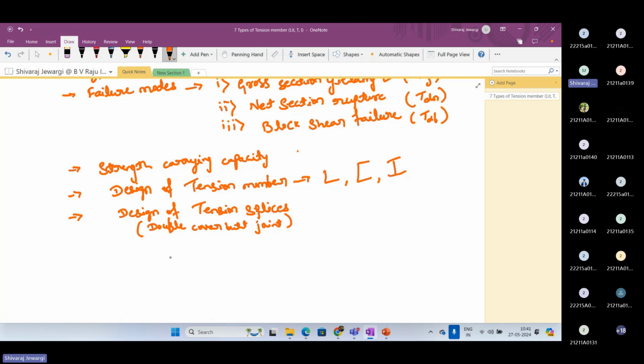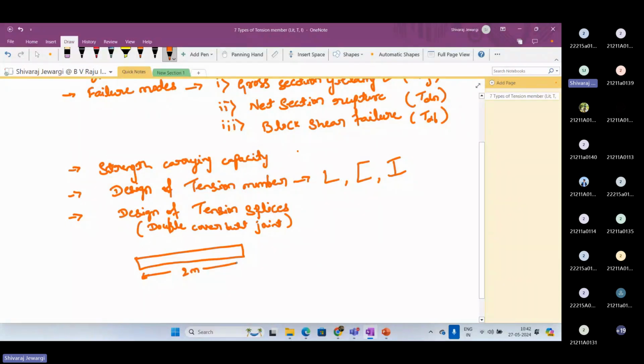Double cover butt joint. Say, for example, if you require one member length of 3 meter, there you will be having only less length of the member, say, for example, 2 meter length of the member. This is one member you have right now, but you require a 3 meter length or 4 meter length.